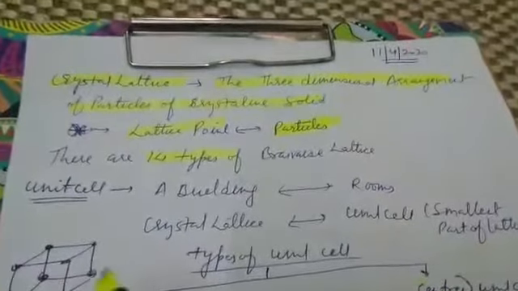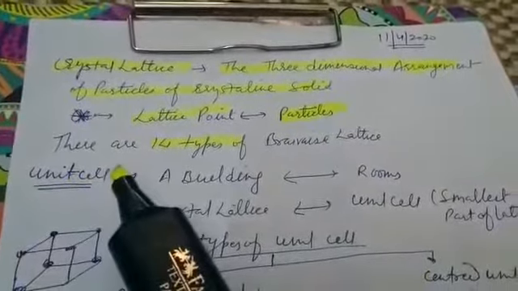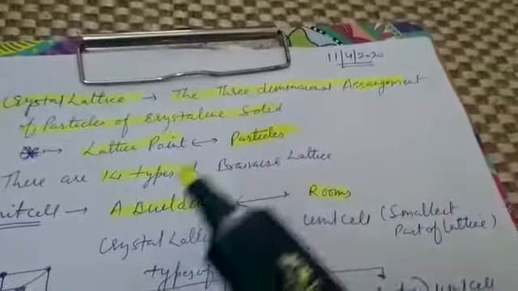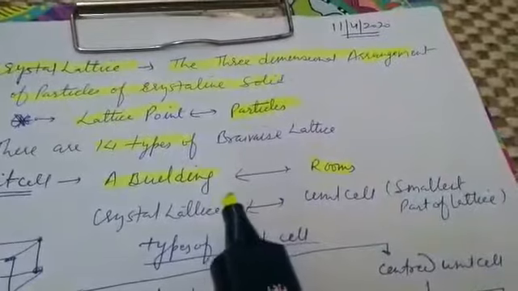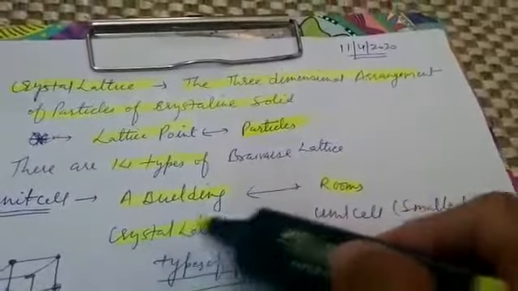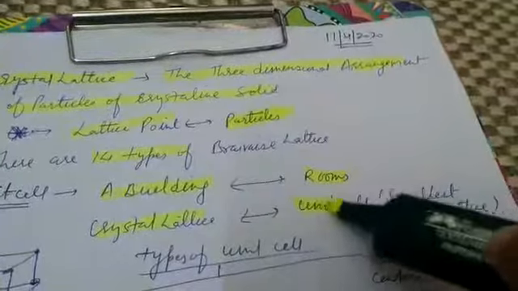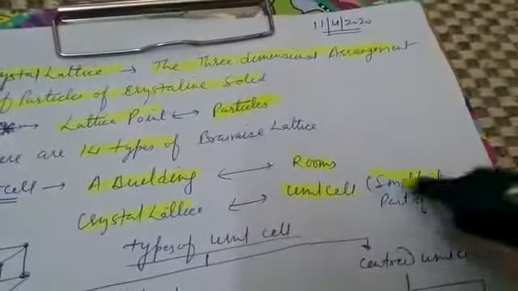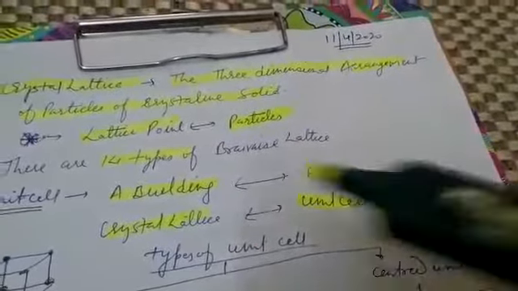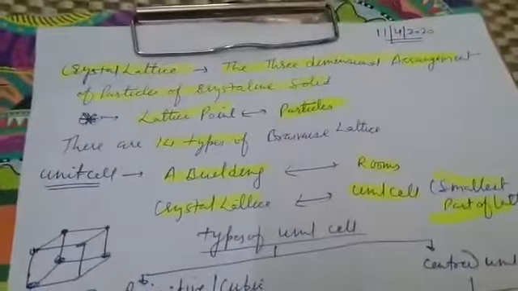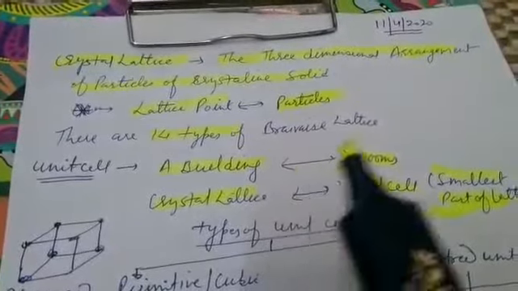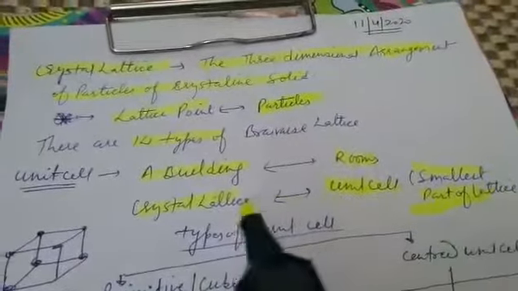Now, you will find a term in this chapter, unit cell. If you consider a building, then you will find rooms in that building. So, a building is formed by rooms. Similarly, a crystal lattice is formed by unit cells. So, we can say that a unit cell is the smallest part of a lattice. A crystal lattice is made up of the joining of unit cells.